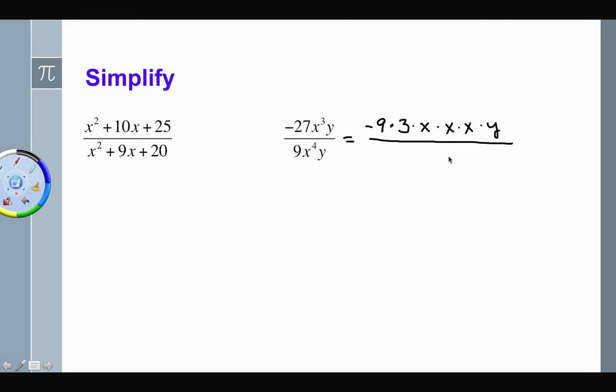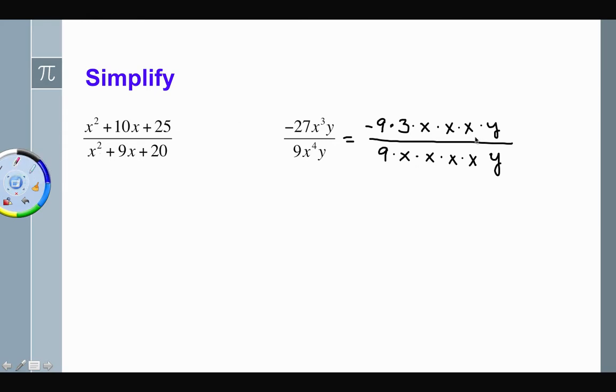Now, this is not what you have to do every single time, but I want to show why this is going to happen the way it's going to happen. So here I have 9. I have x to the 4th, which means x times x times x times x. And I have a single y in the denominator as well.